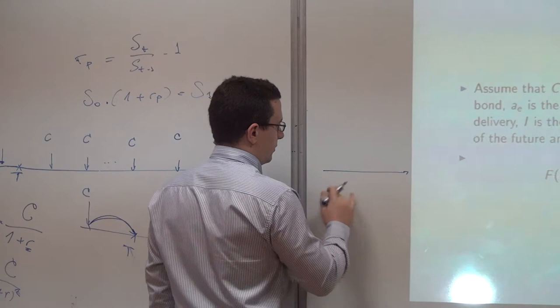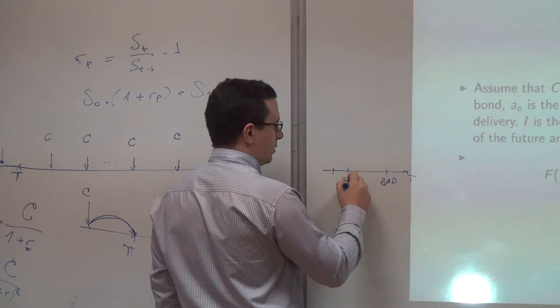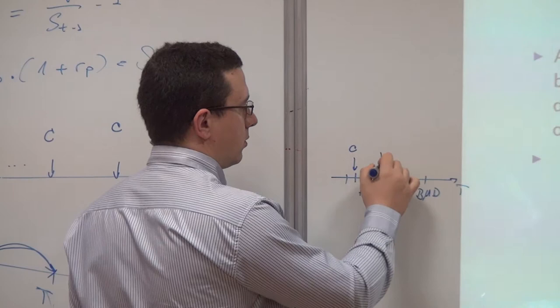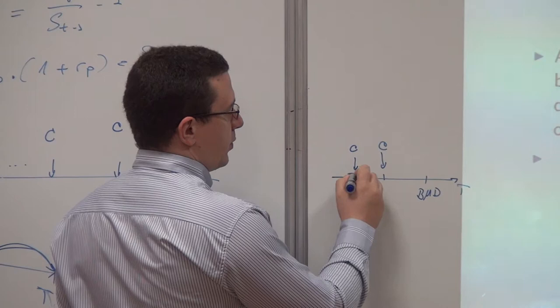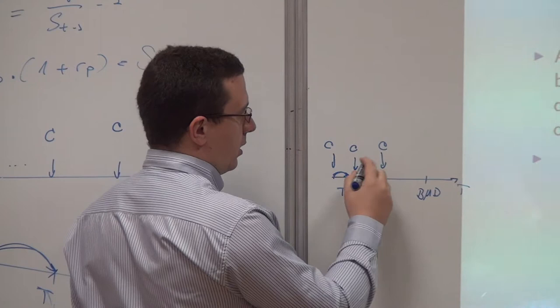If this is time, we are today, the bond matures somewhere here, so bond maturity date. The future, however, matures somewhere here, so the future maturity date is here. And if we have a coupon payment here, so we have a cash flow here and a cash flow here, what we take into account is this period, or rather the accrued interest from previous payment to today, and the same thing for the future maturity date.